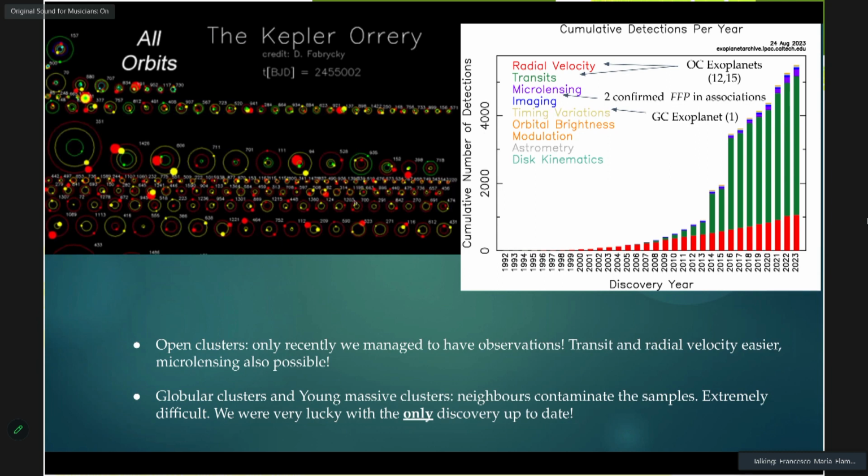Why we have so few is related to the fact that only recently we managed to have observations of these planetary systems, and hopefully we will have more in the future in open clusters. And for globular clusters, neighbors' light contaminates the samples, and it's very, very difficult actually to find one.